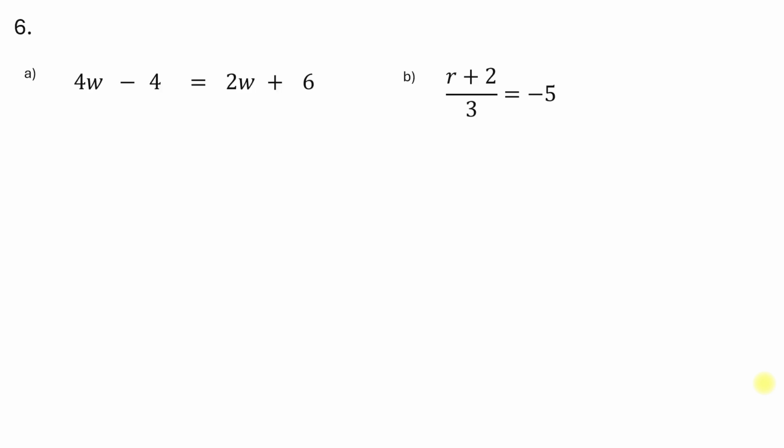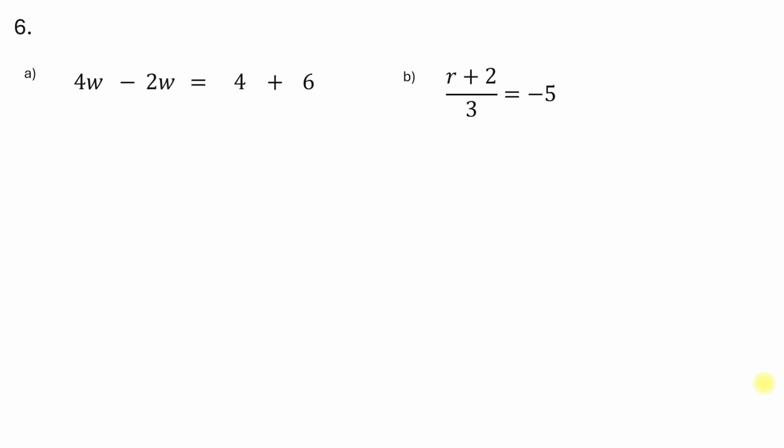Question 6a. 4w minus 4 equals 2w plus 6. Again, we want to get all of the variables on the left-hand side and all of the numbers on the right-hand side. So we'll bring that 2w over to the left-hand side where it becomes a negative 2w. Let's watch that again. So it's a positive 2w. We'll bring it over to the left where it becomes a negative 2w, and we'll take that negative 4 and bring it to the other side where it becomes a positive 4.